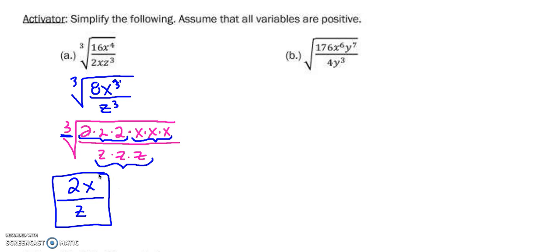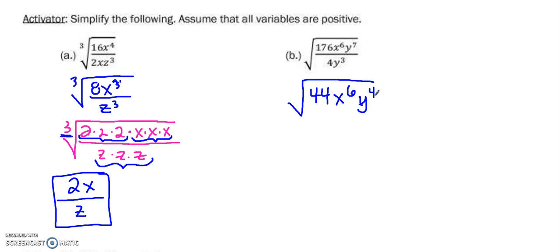All right, let's turn our attention to b. Again, I'm going to take the same approach to begin with. I'm going to simplify this fraction inside the radical as much as I can. 176 divided by 4 gives me 44 in the numerator. And then x's, let's see, I've got an x to the 6th in the numerator, no x's in the denominator, so I still have an x to the 6th in the numerator. Y's, I have a y to the 7th in the numerator and a y to the 3rd in the denominator. Cancel a y to the 3rd out of both of those. Gives me a y to the 4th in the numerator.